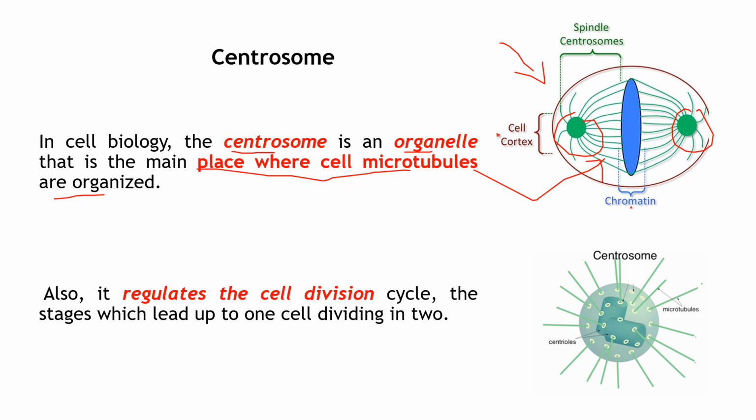Here you can see a diagram of the centrosomes. All the microtubules are here. These structures look like poles that help to pull the chromosomes. Remember, they are in charge of regulating the cell division cycle, and they are very important. So the best answer here was the centrosome. Now let's go through some of the other terminology.